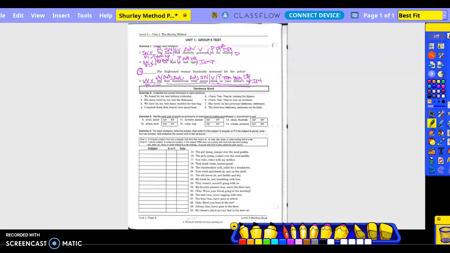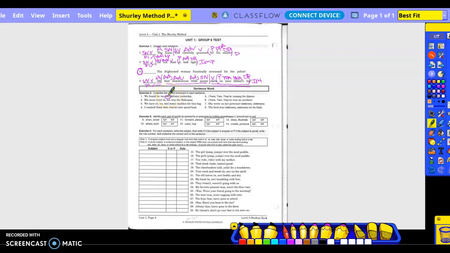Okay, exercise 2, underline the correct homonym in each sentence. And if you have trouble remembering what each of those homonyms mean, you can also go to page 109 in your resource folder, and it helps you. All right, number 1, we found 2 kittens yesterday. Which one is it? And I know this is high, but I would like you to circle, please.